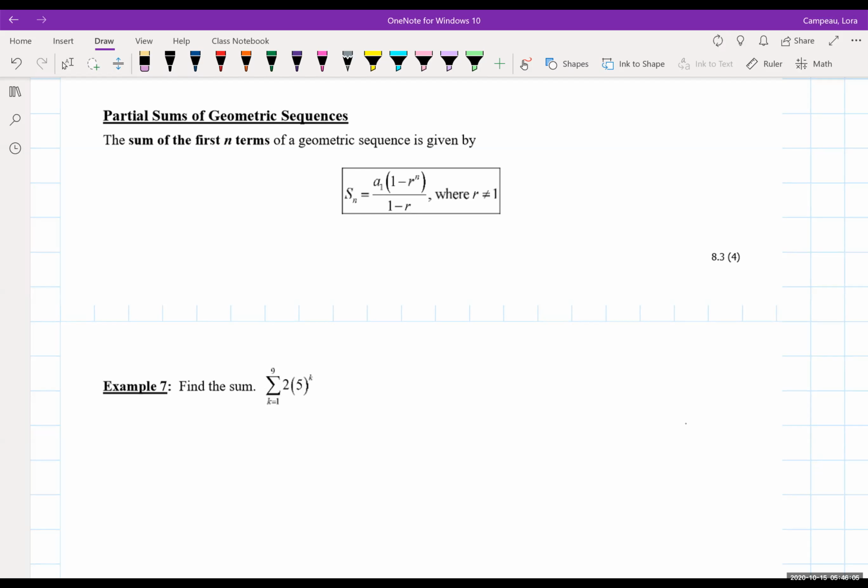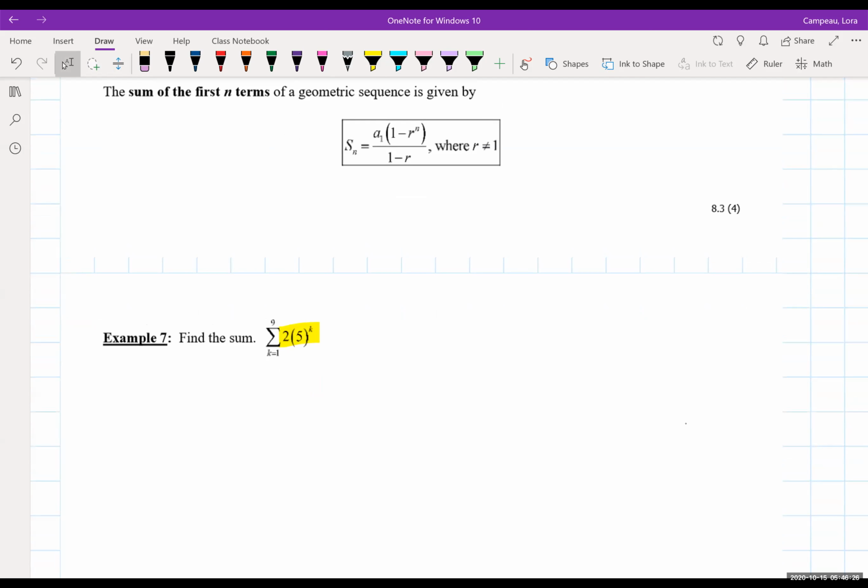So if you're asked to find the sum or evaluate a series, what you want to be on the lookout for is, double check: do we have ourselves a geometric sequence? Let's look at the argument of the series. We have 2 times 5 to the k. If we expand this out a little bit, we can see, is it geometric? That's the first thing I might look at.